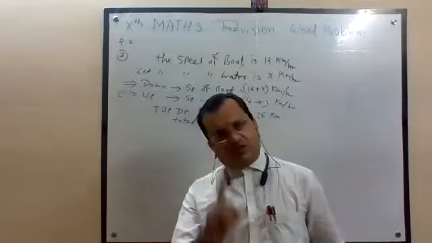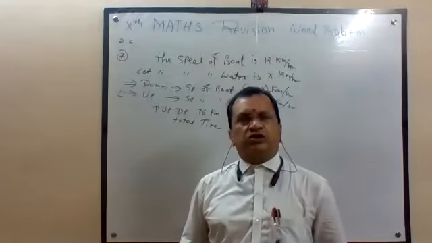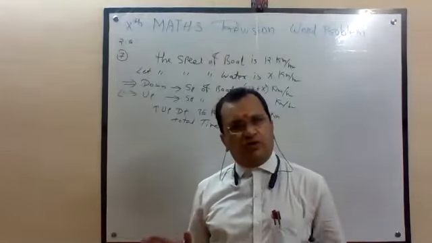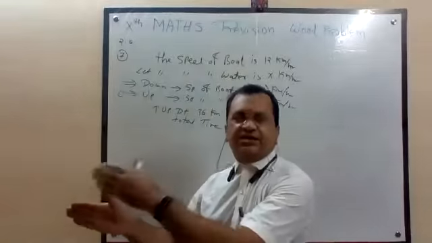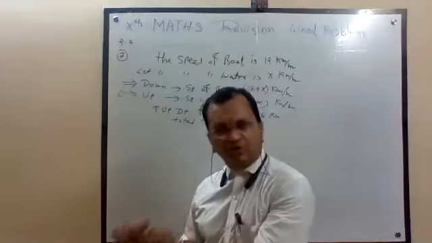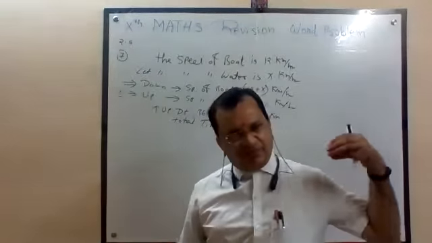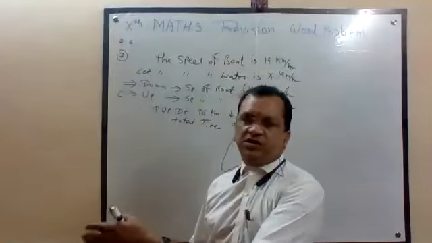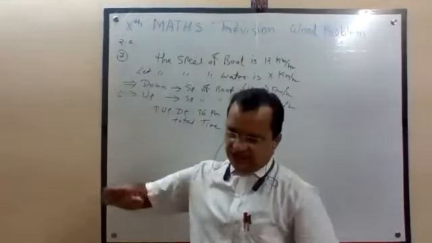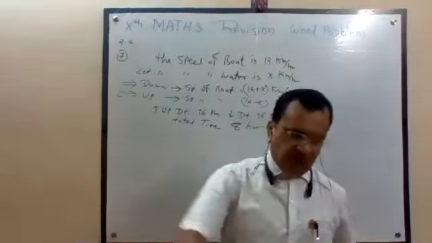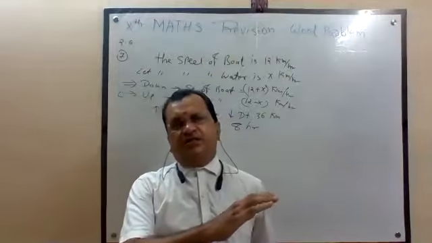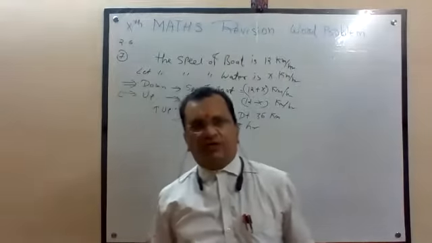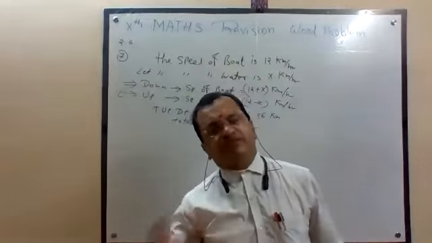Speed of boat 12 kilometer per hour. Speed of water we don't know. If both are in the same direction, the boat will get the help of the flow of water, so the speed increases. If the boat travels in the opposite direction of the water flow, it will be the difference of both the speeds.